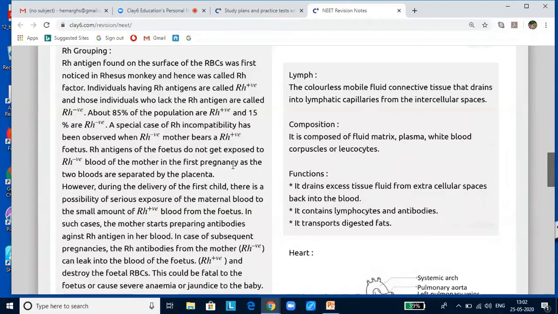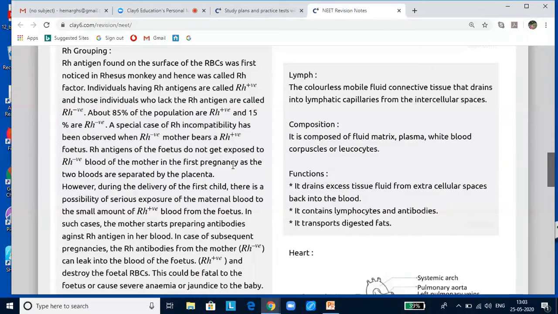Such persons are called Rh positive, and those in whom the antigen is lacking are called Rh negative. Rh group should be matched before transfusion. An Rh negative person, if exposed to Rh positive blood, will form specific antibodies against the Rh antigens.